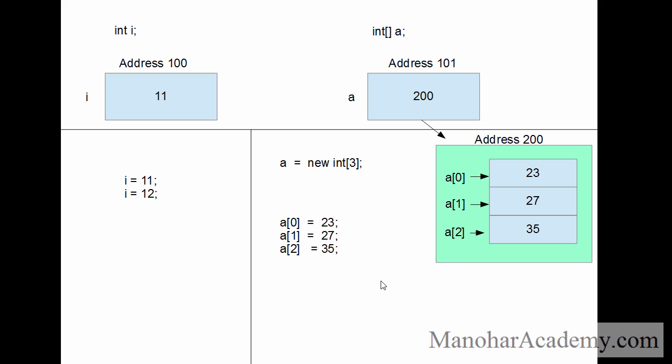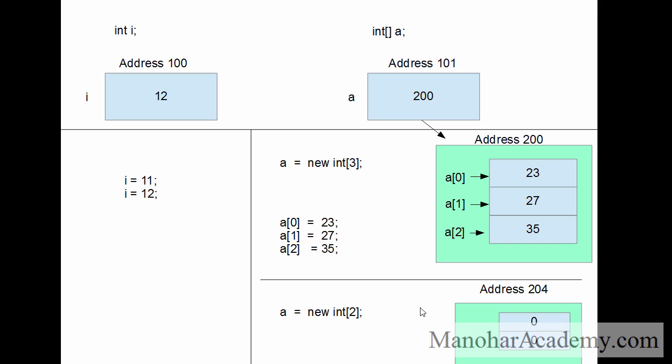Okay, let's say we want to change the size of the array. Once an array is created, its size is fixed. We can't change the size. Now what we have to do is create a new array and make the variable reference that new object. Here we are creating a new array of size 2.